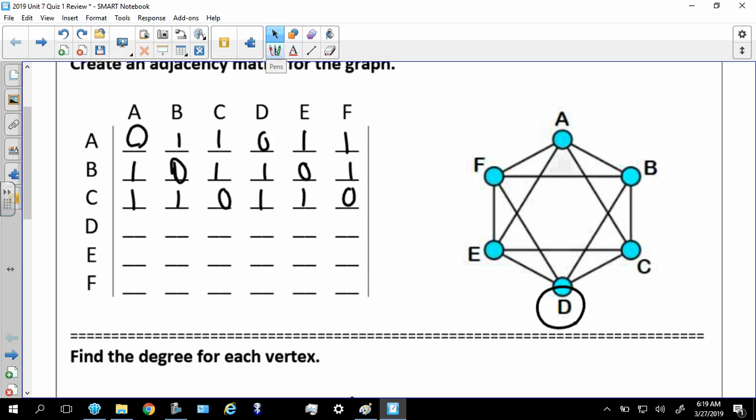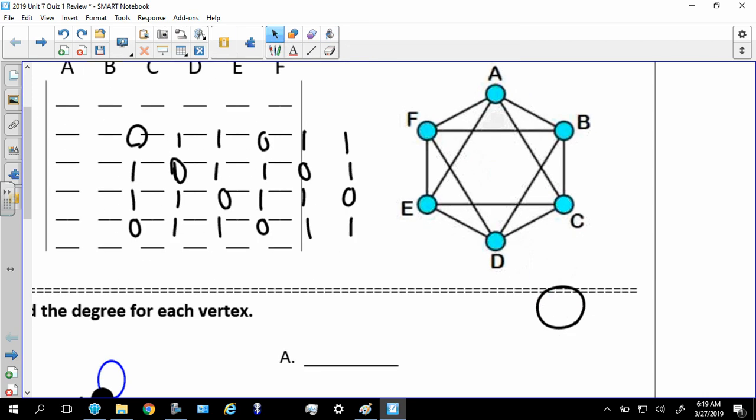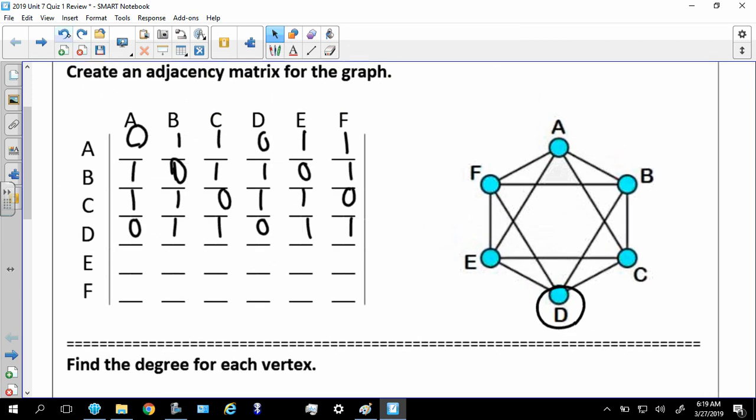All right, now we're on D here. Let's see, D is not connected to A. Let's see, what else? D is connected to B. It's connected to C. There's no loop for D. It's connected to E, and it's connected to F. All right, almost done. I think it takes longer to explain it than it does anything else.